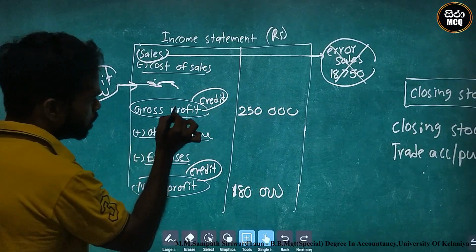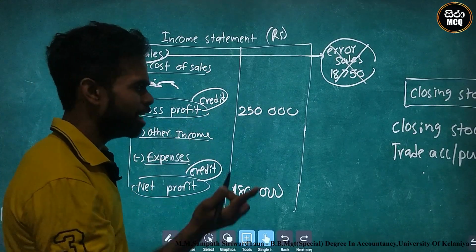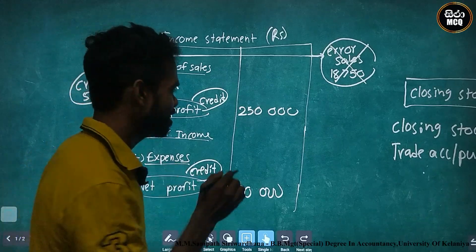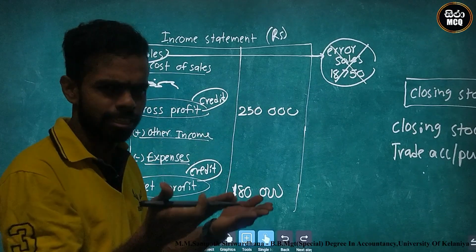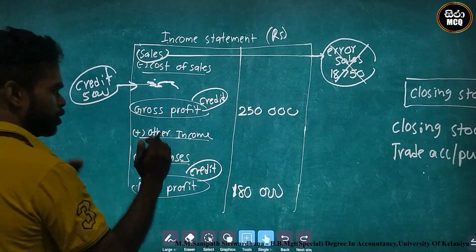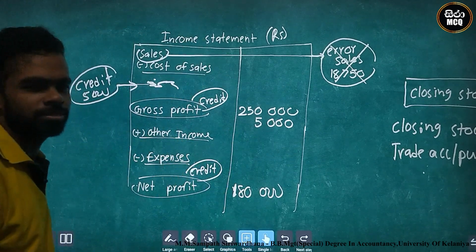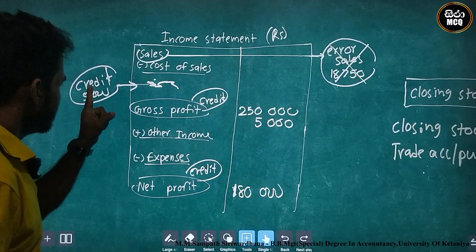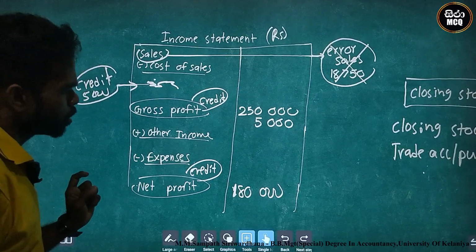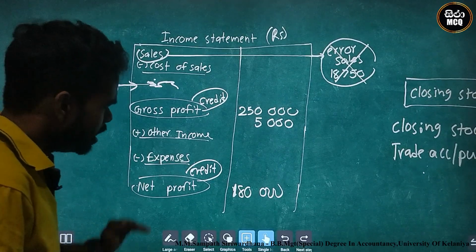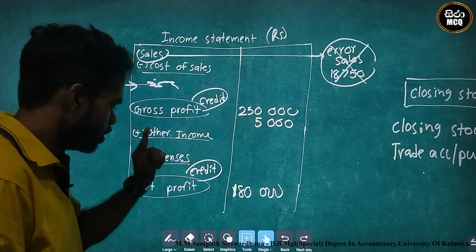Credit 5,000. Gross profit is a credit balance, therefore you must add. Why? Gross profit is a credit balance, and this short is a credit short. You must add this 5,000. Okay, after that, this credit short should be identified as impacting net profit.